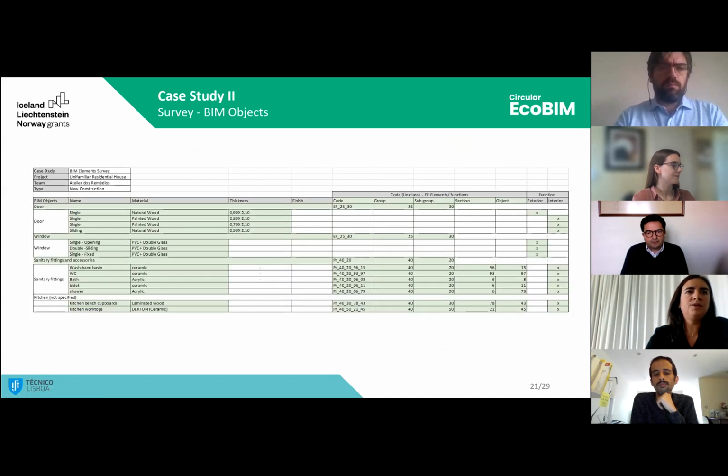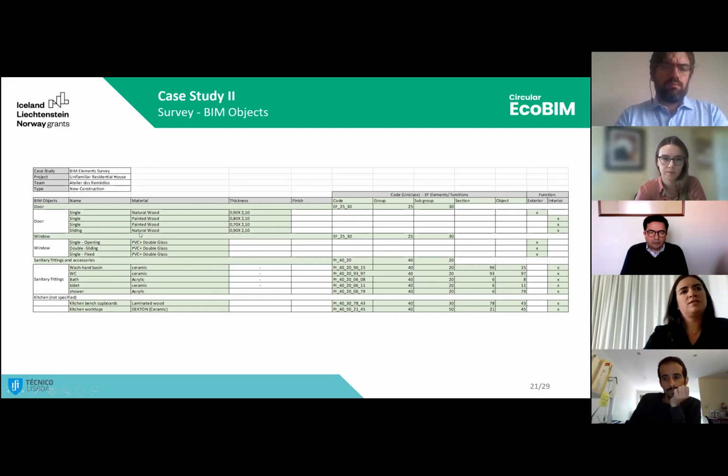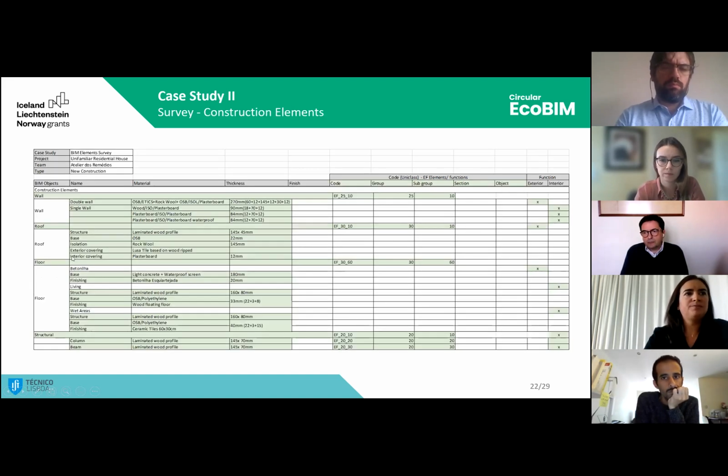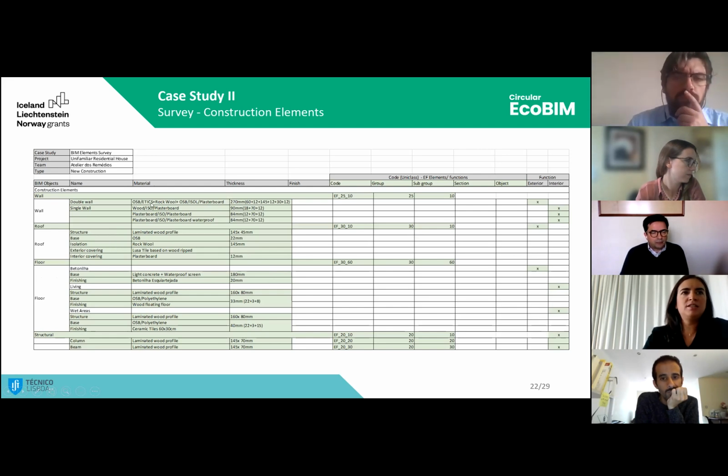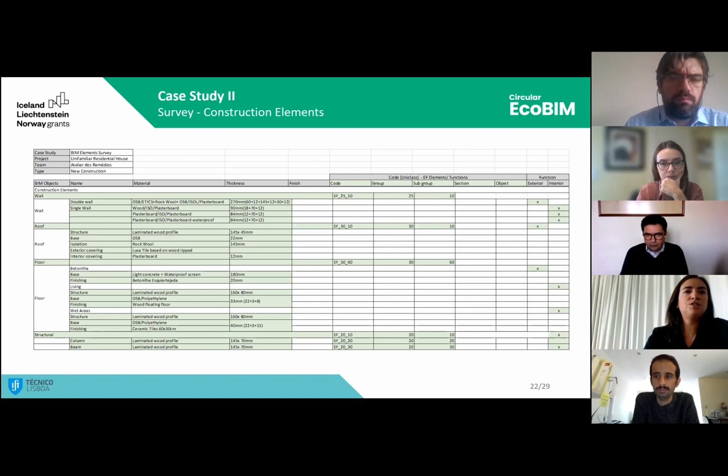We made a survey of the BIM objects, mainly doors, windows, sanitary fixtures, and kitchen, listed the materials and the thickness, and also coded them with a unique class. From those, we found that the ones with the biggest influence or impact are doors and windows. We also did a survey of the construction elements: walls, roof, floors, and structural elements. The materials are listed, along with the thickness and the codification with a unique class. These are the materials proposed by the architect. We will make an analysis using our product data template and possibly propose some options for materials to achieve better results.